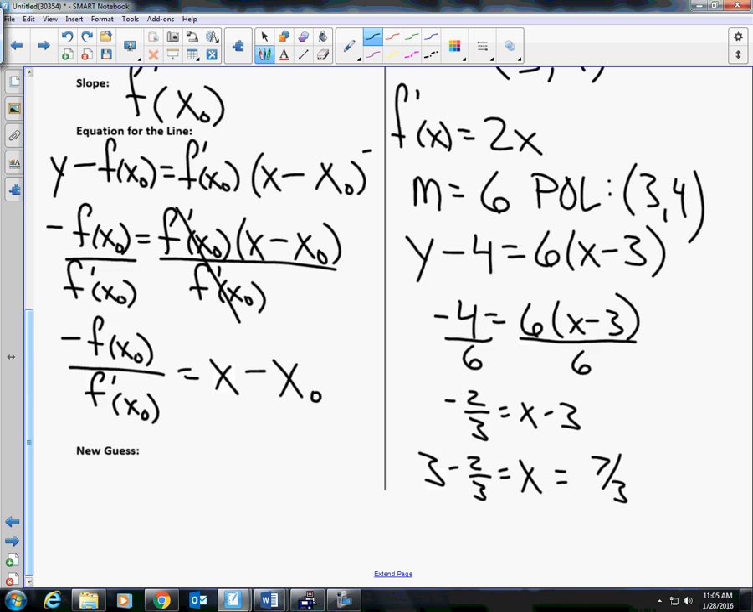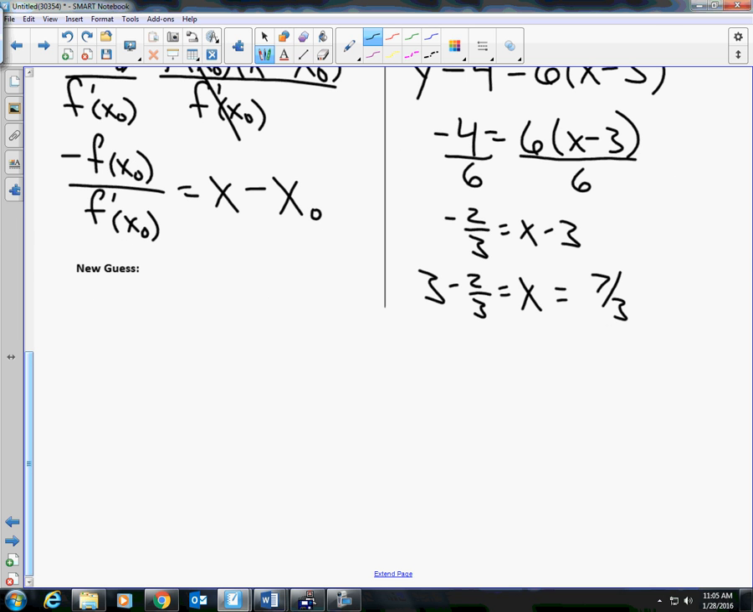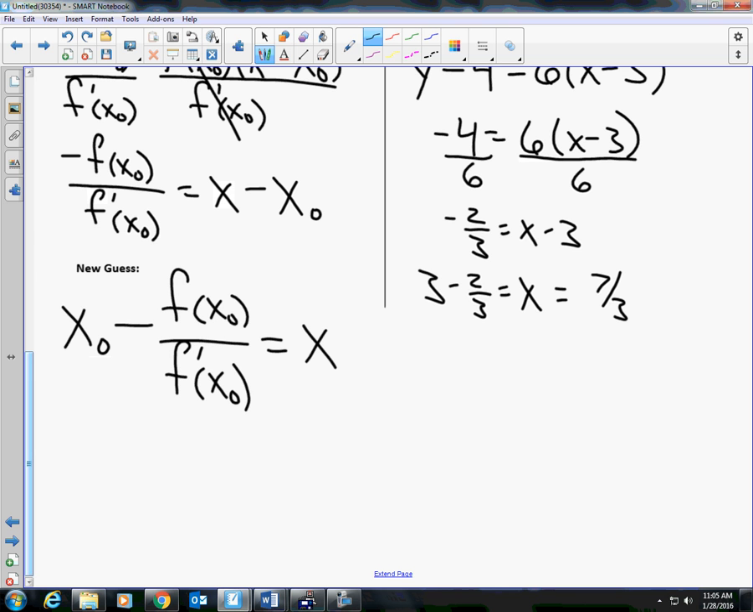I'm trying to find x. So I'll add the x sub 0 over to the other side. X sub 0 minus f of x sub 0 divided by f prime of x sub 0 is equal to x. I will write sub 1 because it is my new guess. I solved for x right here. I'm calling it x sub 1 because it's my new guess.